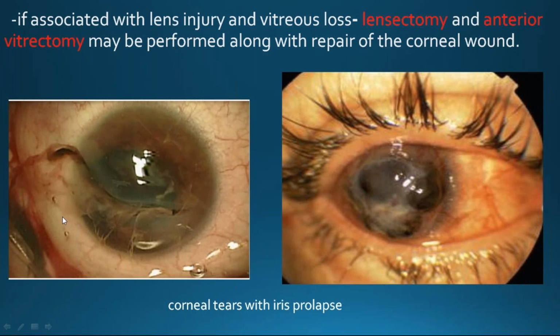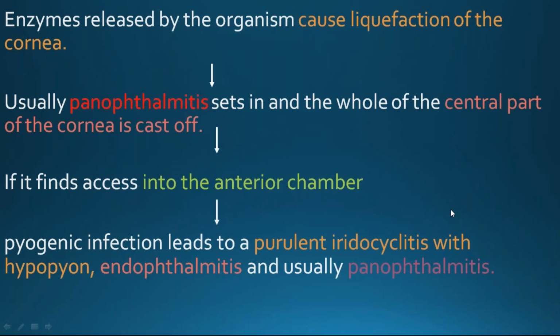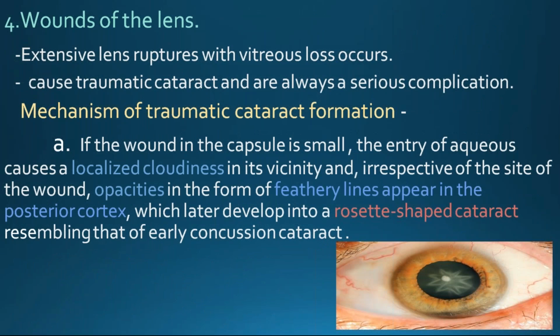This laceration should be sutured. Vertical sutures should be applied, interrupted sutures. If there is any dead necrotic iris, it should be removed, and the cornea should be sutured. This is a rosette cataract or traumatic cataract. You can see here feathery lines resulting in a rosette cataract.